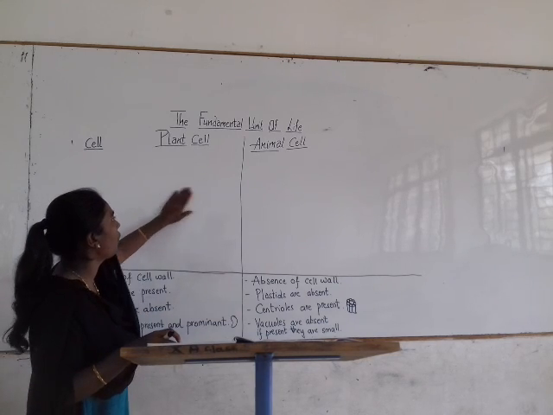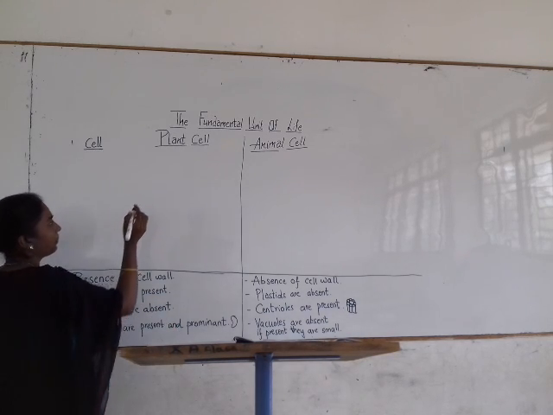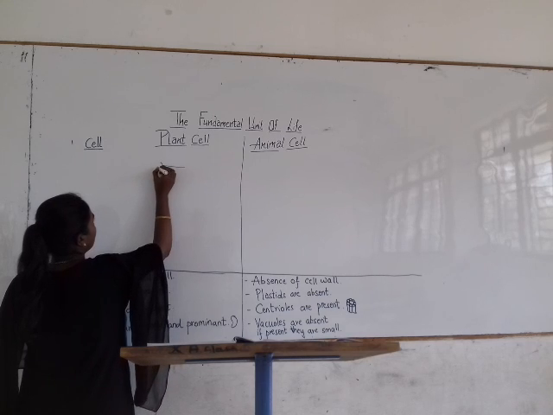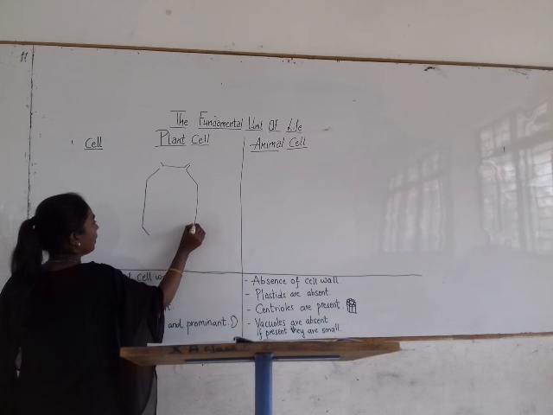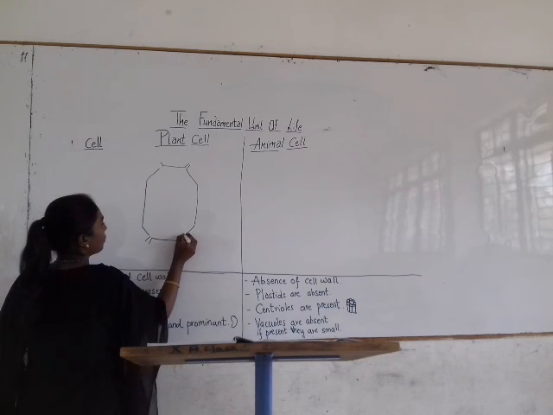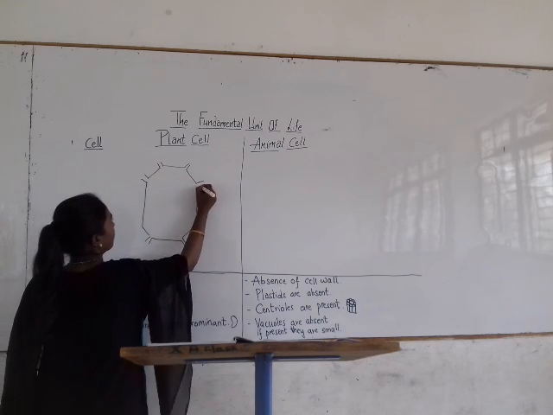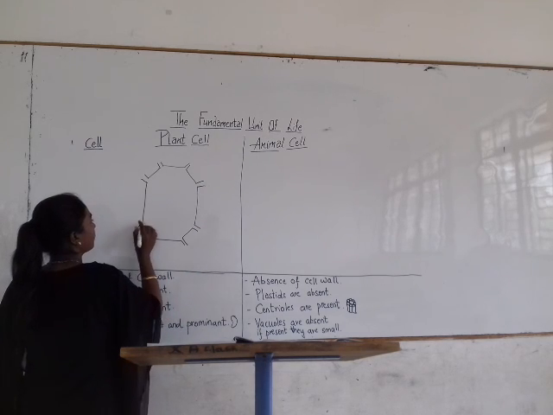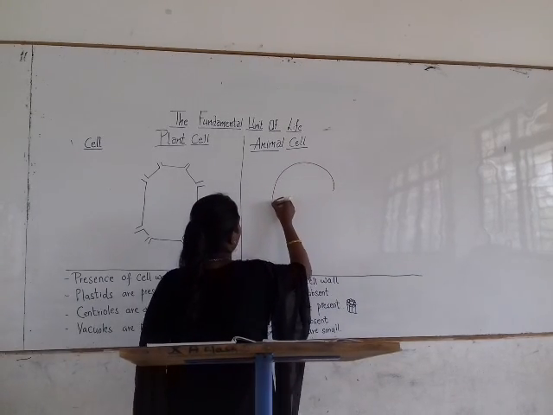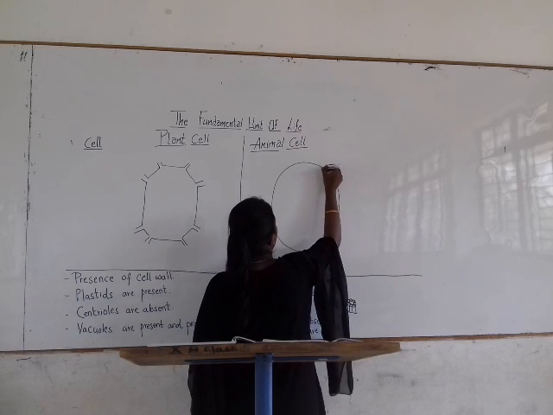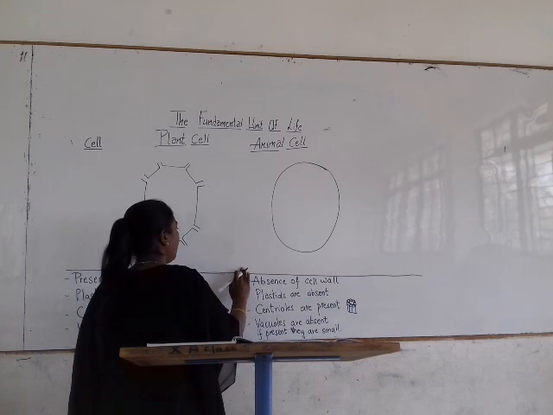Now let us go with the structure of a plant cell. Plant cells are hexagonal in structure, whereas animal cells are spherical in structure. Right? Now let me remove this barrier between the plant cell and animal cell so that it is easy for us to understand.